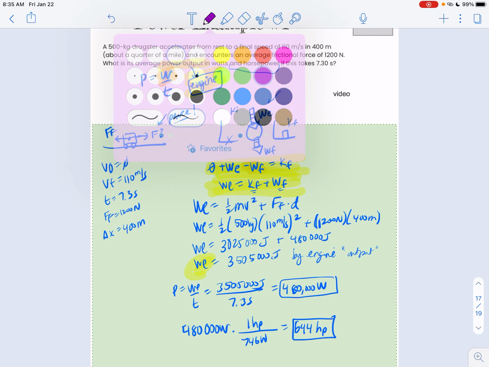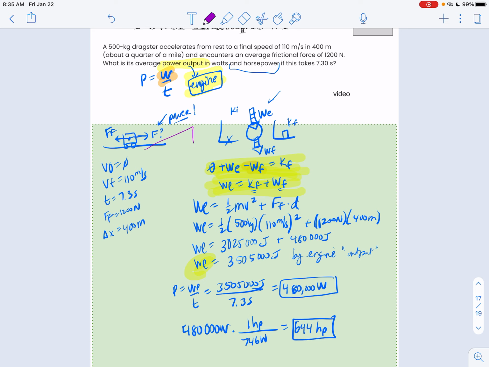If on one of the WebAssigns this also went up a hill, I'd just have some U_G over here, or if it had come from a hill, there'd be some U_G over here. There could be a spring involved, but probably not. So just keep in mind, you can use this general conservation of energy approach to find whatever the work is that you're looking for, and then just divide by time.